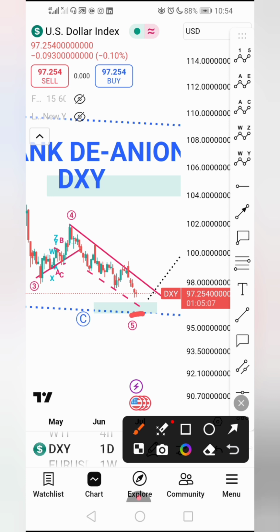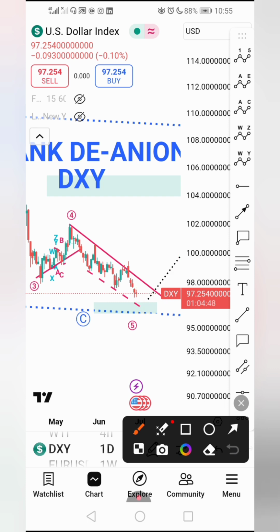You can see the trend line there. I've not gotten to it, so by next week I'm expecting the market to first of all drop to that area, then reverse, break the trend line, correct, and then boom. That is my first expectation on DXY.